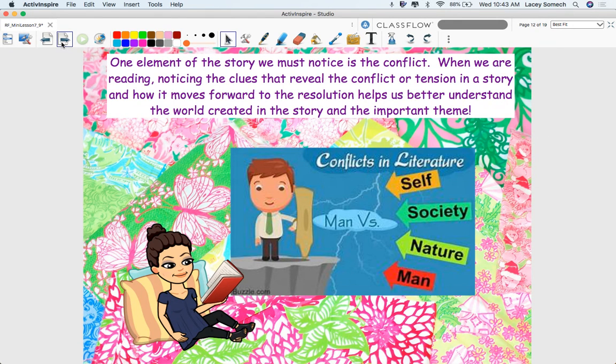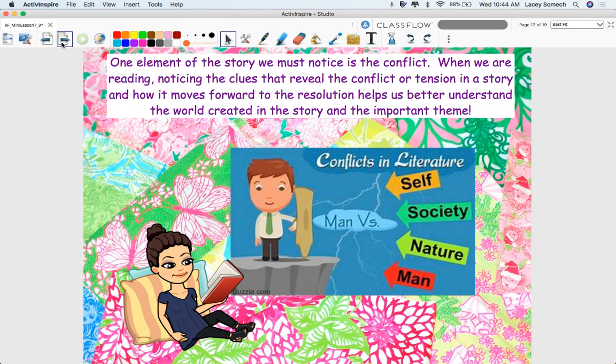All right, friends. So just remember, as readers, it's important that we pay careful attention to the world of the story that we read. One element of that story is the conflict. And when we're reading, notice the clues that reveal the conflict or the tension in the story, and how does it move towards that resolution? How is the story resolved? That's going to help us understand the world created in the story and also that important theme, right?